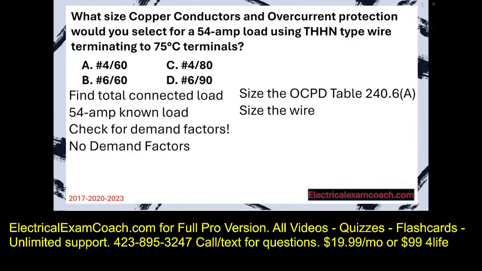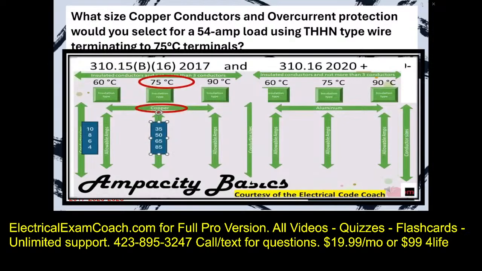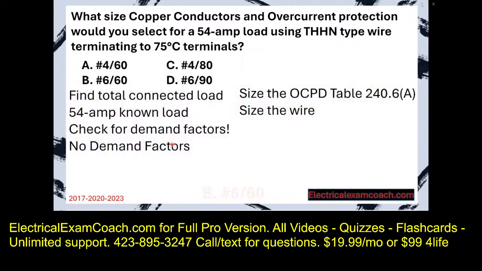Now, let's size the wire. For that, we're going to head to our primary ampacity table. We're going to start on the left-hand side and make sure that we're on the copper side because our question asks for copper. And we're in the 75°C column in this case. We're going to slide down and find a wire that covers the known load of 54 amps. And we're going to select a 6-gauge wire on a 60 amp overcurrent device.